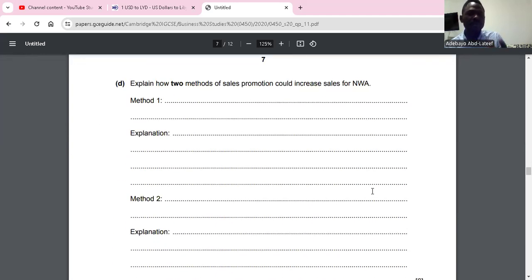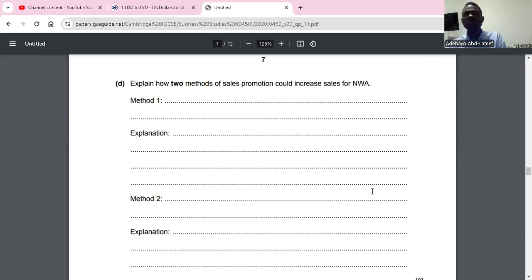Explain how two methods of sales promotion could increase sales for UNWA. First, what is sales promotion? Sales promotion is a marketing activity designed to increase sales and encourage customer loyalty. That's sales promotion. I think the point is clear there. Yes. So what are the sales promotional methods based on this case study?